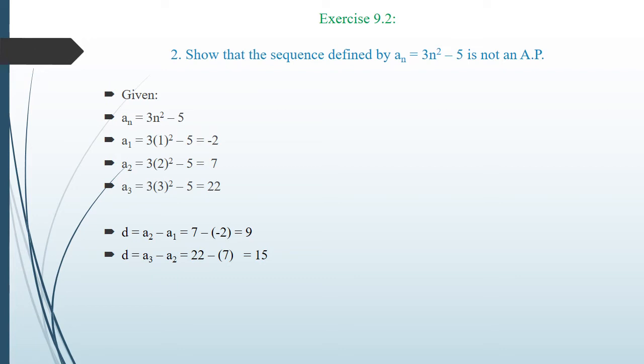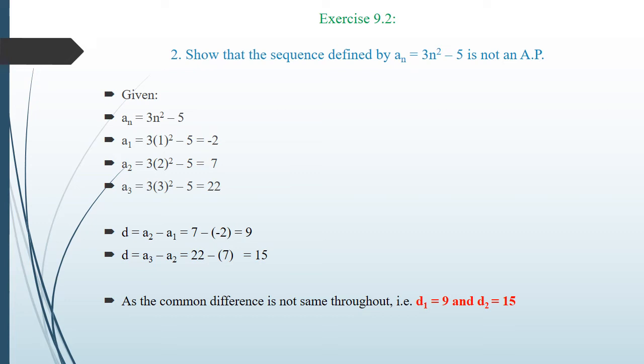You can see here the two common differences, meaning the differences found using two different pairs of consecutive numbers, are not matching. I cannot call it a common difference. Therefore this sequence is not going to form an arithmetic progression, as d1 is equal to 9 and d2 is equal to 15.